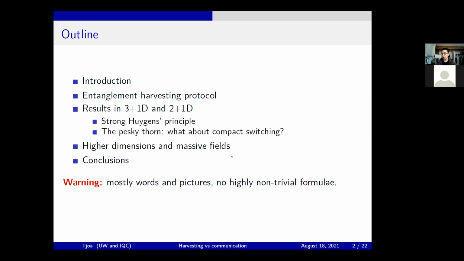A small warning about this presentation is that it will be mostly words and pictures, and if there's any formula, they are mostly straightforward and not highly non-trivial. But if you need some formulas near the end, I can present some of it. Essentially, I think this is the better way of presenting what's happening in general.